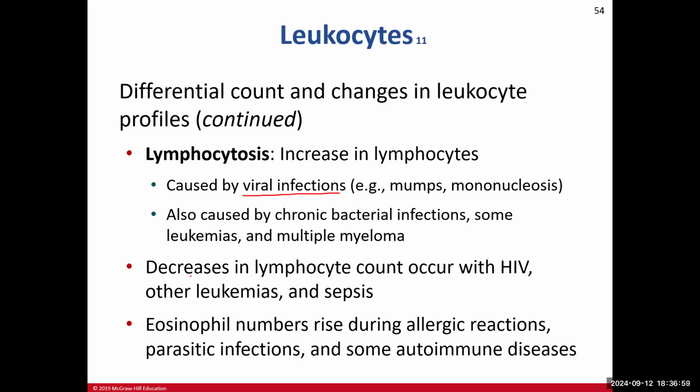Okay. Then if we get a decrease in our lymphocytes, you should be thinking conditions or diseases that diminish, specifically, lymphocytes. That's going to be HIV, other types of leukemia, and then what's sepsis? Yeah, blood infection, just a general term for blood infection.